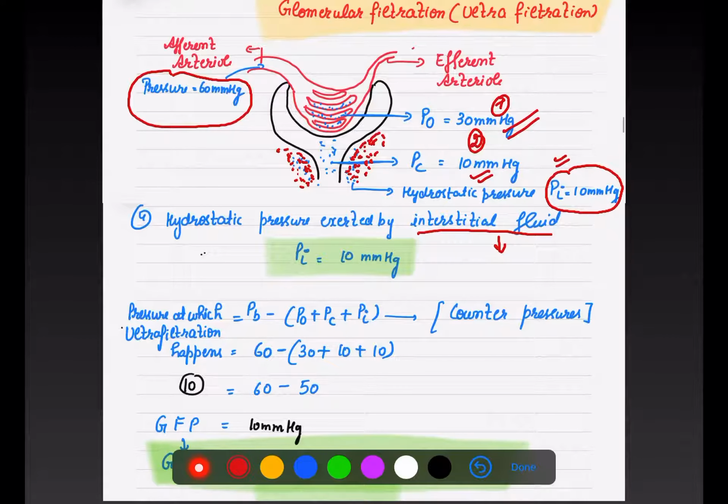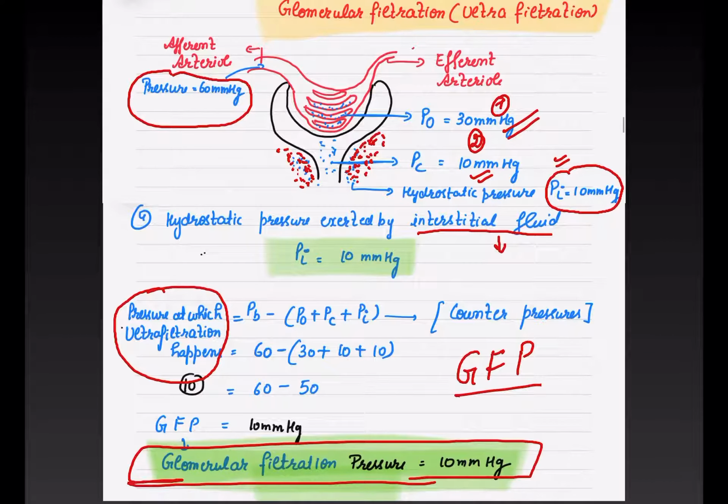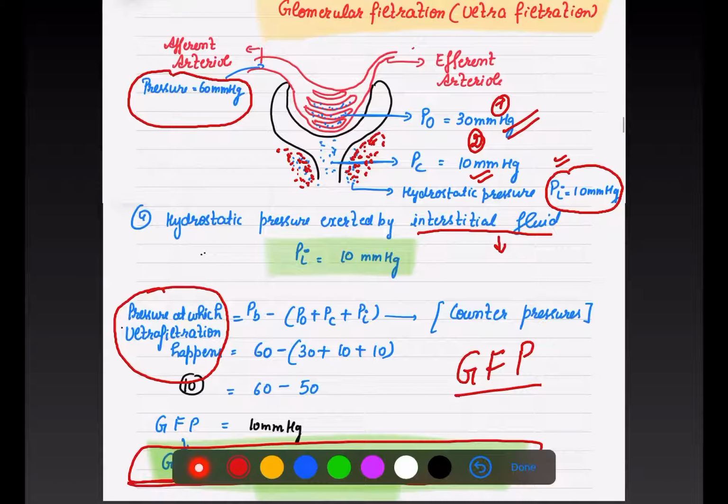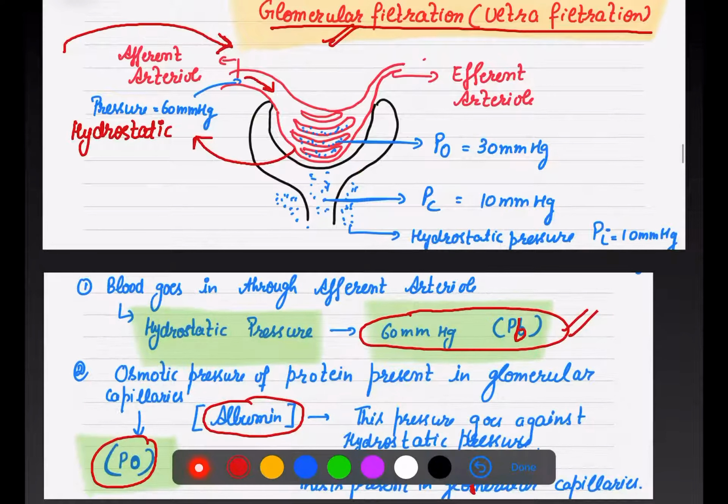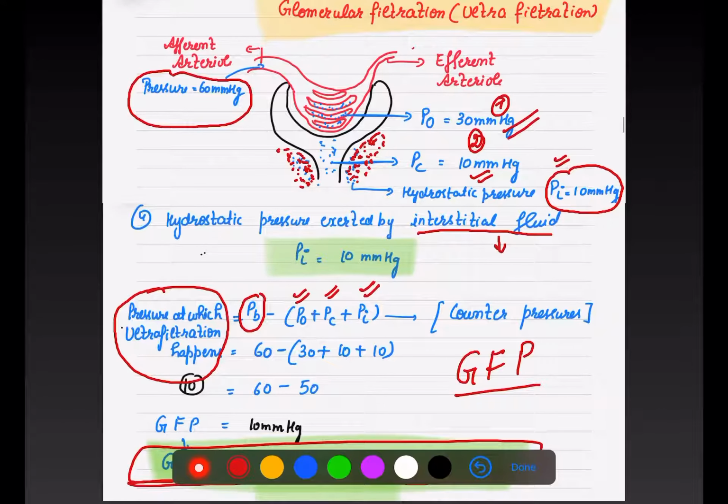Now, it means there is a complete pressure at the time of filtration, during which ultrafiltration is happening, and that pressure is known as glomerular filtration pressure, right? Glomerular filtration pressure. How to calculate its value? PB is our hydrostatic pressure, which is coming by the blood through the afferent arteriole. PO is the osmotic pressure. PC is present in the lumen, in the cavity, and PI is present in our interstitial fluid, right? So that is our PB. This PB is basically the blood which is coming in through the afferent arteriole.